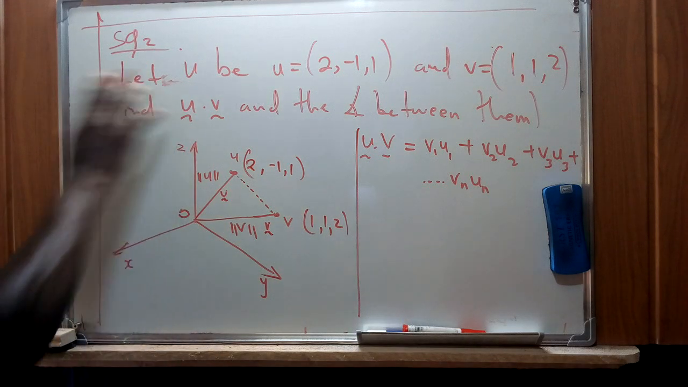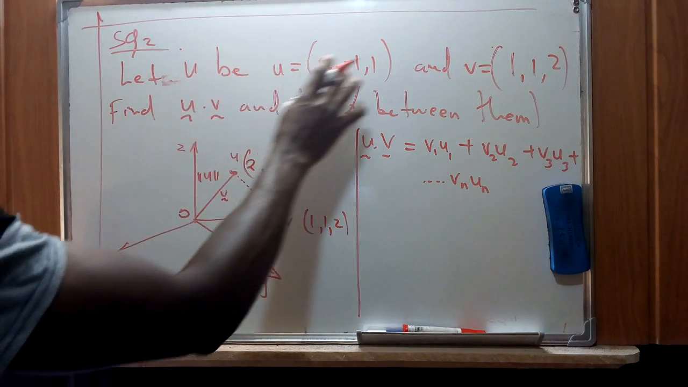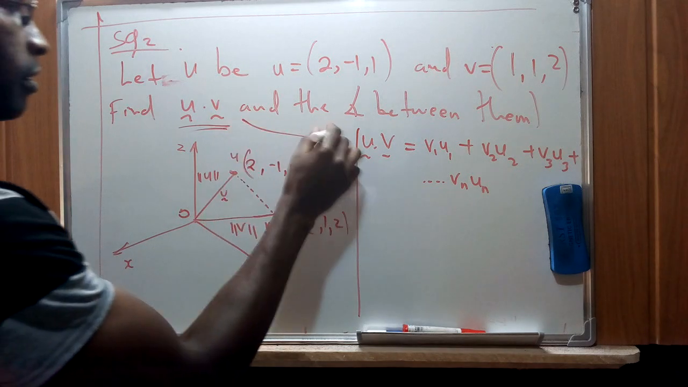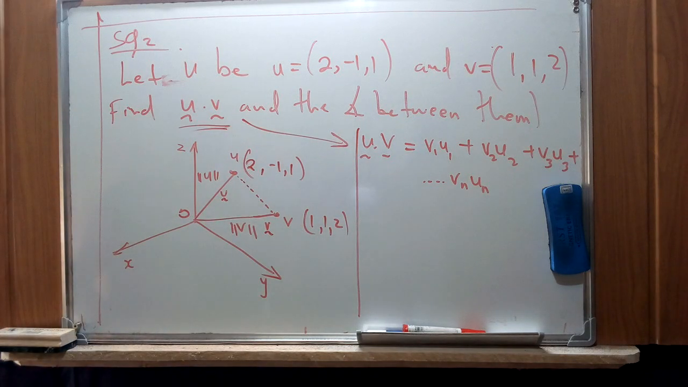So therefore, in this case, we're going to go ahead and try to solve our sample question. Let u be this point and v be that point which I've illustrated on the board, and then find u dot v. Now I've said that we are going to exploit this concept of the cosine rule, and try and figure out how we can find that.